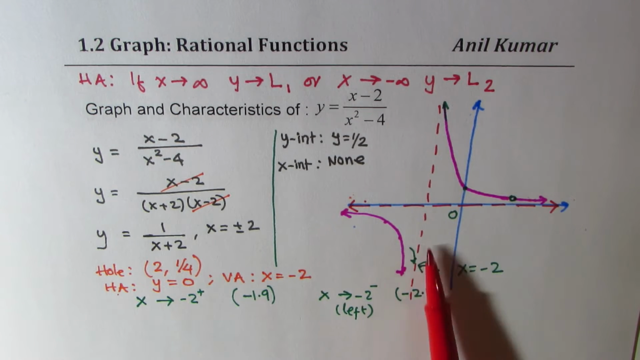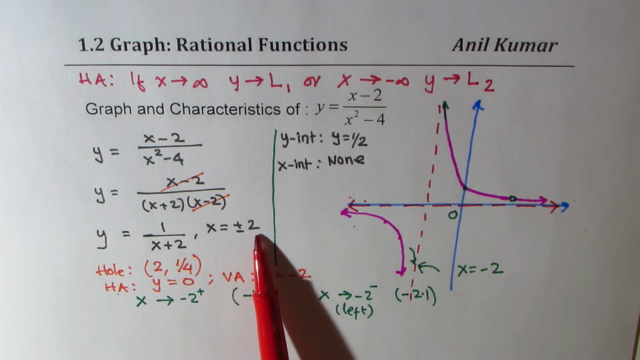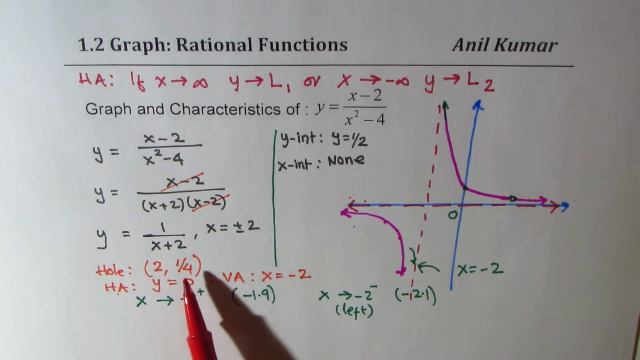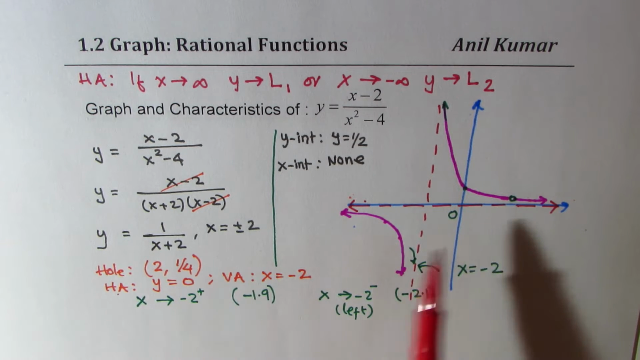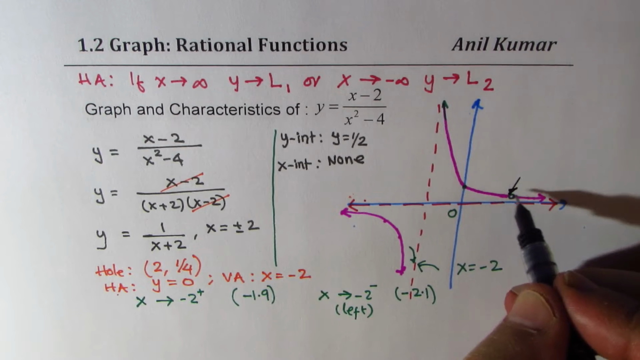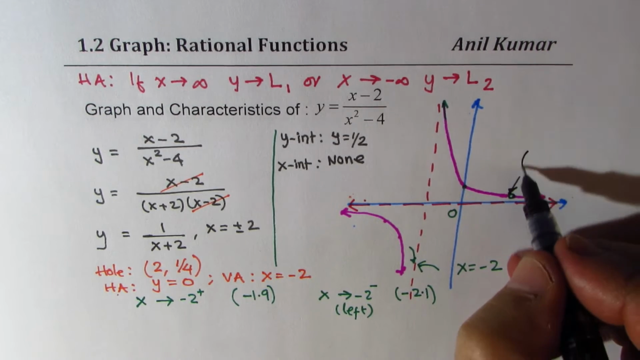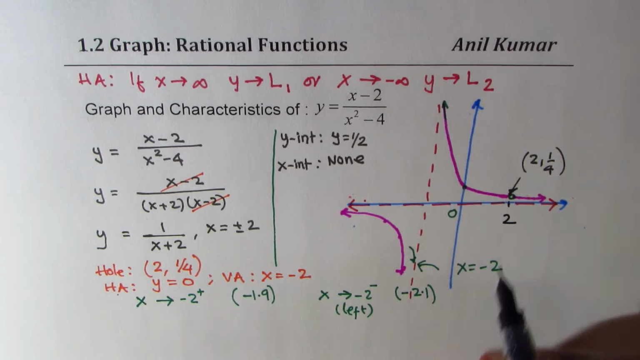Of course, the domain will not include these 2 points, x not equal to plus minus 2, and the range will not include the position of the hole, 1 over 4. Perfect. All others will be included in your domain and range. Correct? So this point here is the hole, which is at 2, 1 over 4. Right. So let me write this as 2.